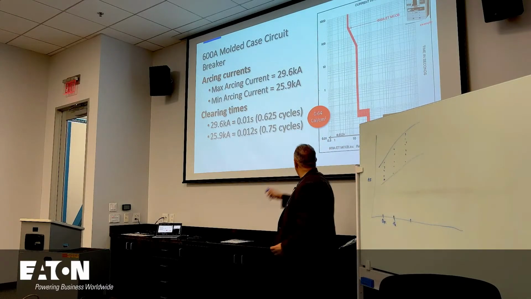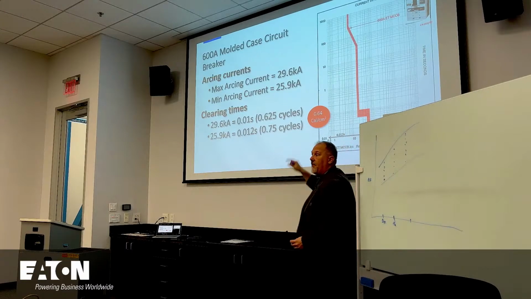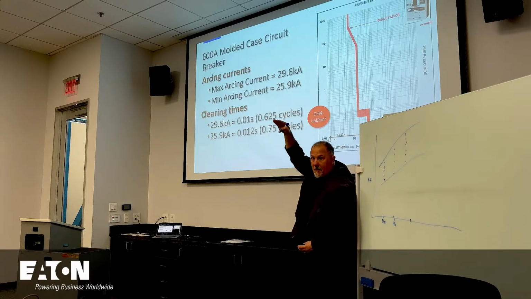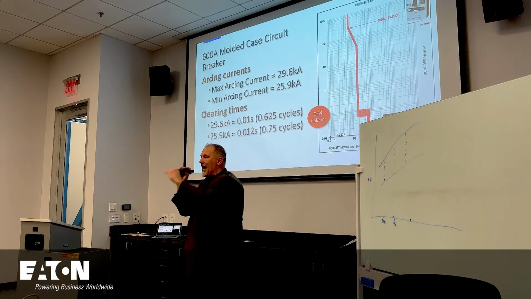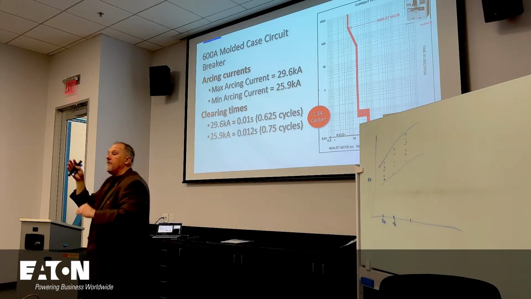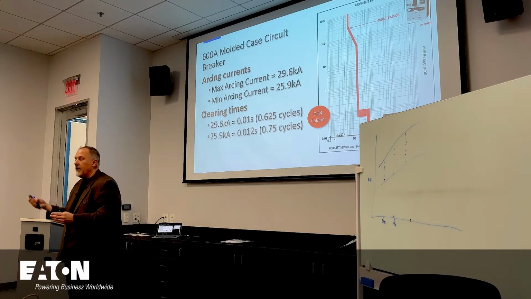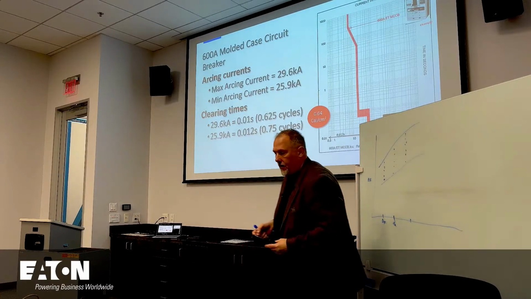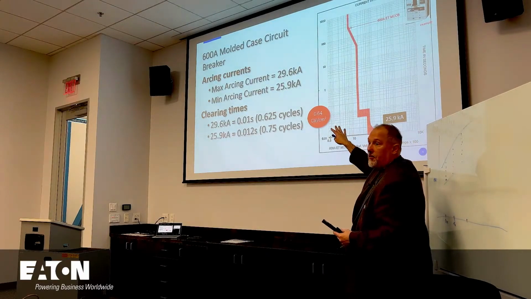And then we compare those both with the clearing time. I can have a minimum arcing current that takes a longer time to clear, which will give me my maximum. Or if I'm in, say, this region right here, and both arcing currents have exactly the same clearing time, the maximum arcing current is going to give me my maximum incident energy. Okay? So, when they both have the same time. That's why you're seeing both of these.